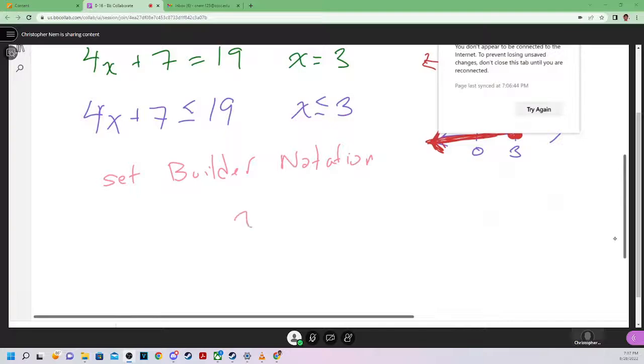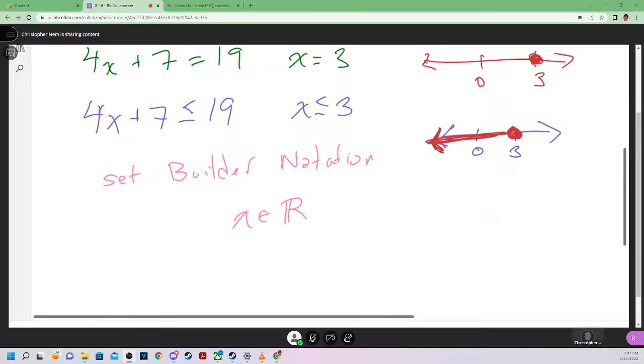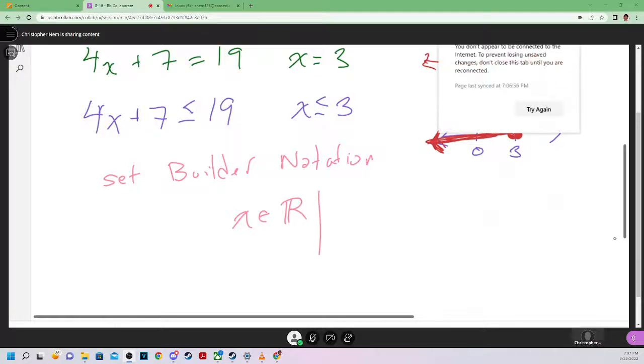It would be the same as x belongs to the real numbers in this case, because we want the decimals as well. We want the fractions. We want all of that. X is a real number such that x is less than or equal to 3. That's an easy one. Boom. We're pretty much using the inequality for our condition.